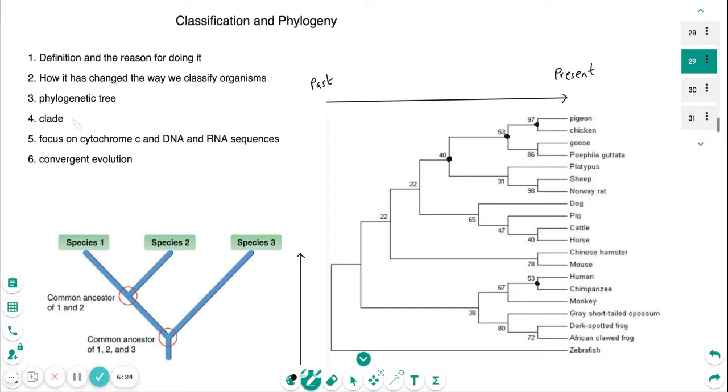A clade, let's talk about that. This is a clade.